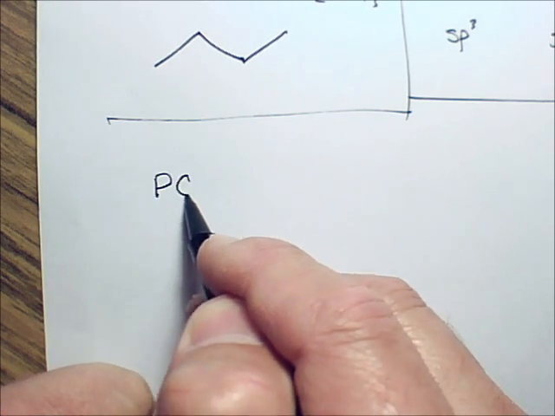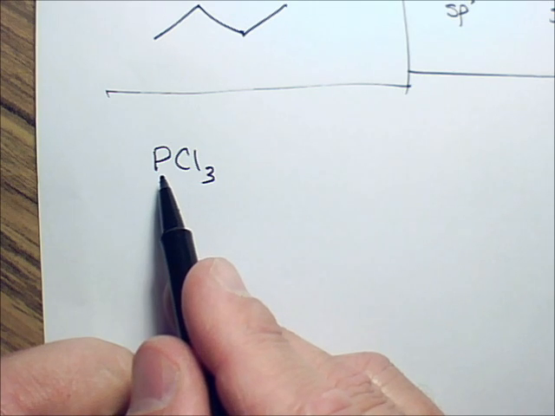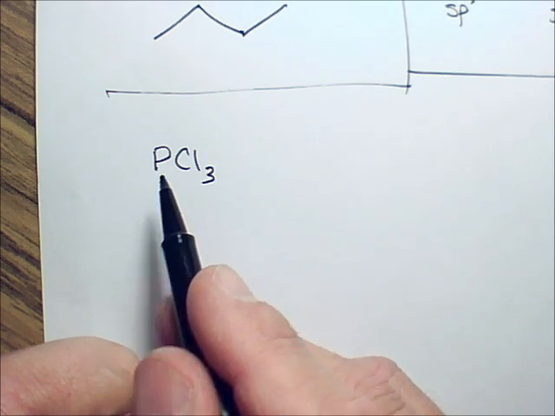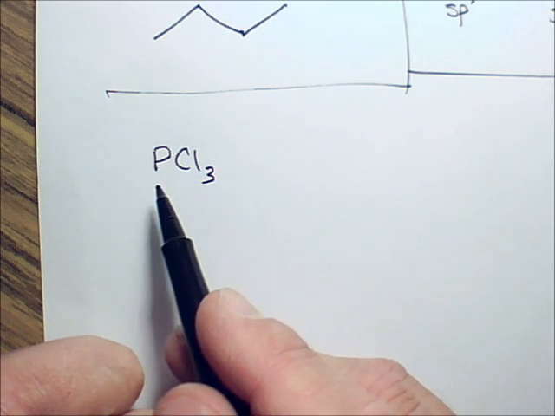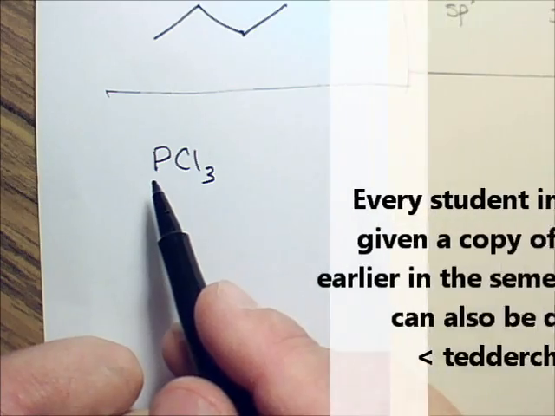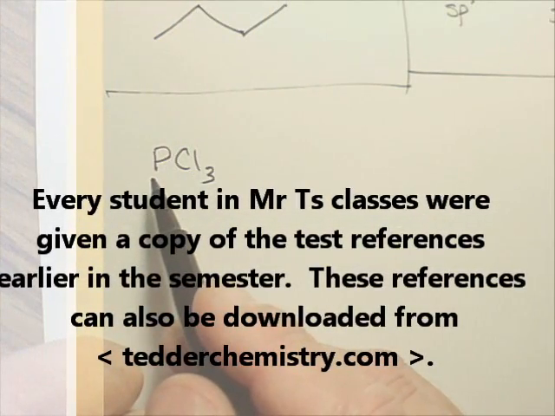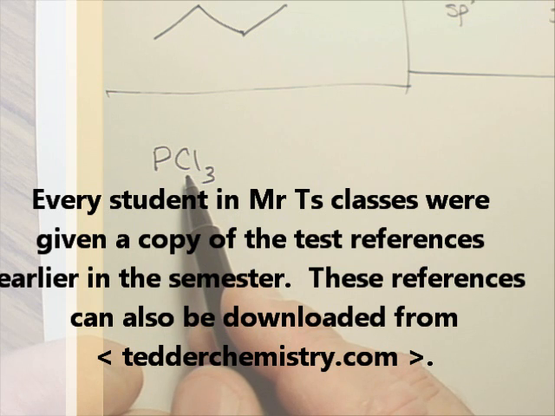Say I have PCl3. Is this a metal or non-metal? Well, you got a periodic table, look it up. Is it a non-metal? Are we sure? If you're not sure, get out your test references. It's not helping you nearly as much if I tell you. It helps you a whole lot more if you look it up. It's a non-metal. How about this one?